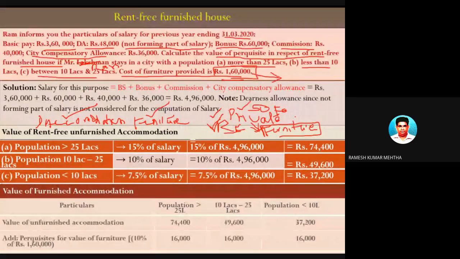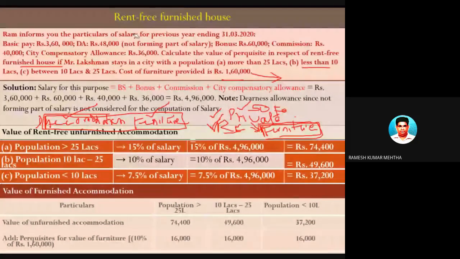So first and foremost, you have to find out the value of the perquisite in the form of accommodation. Number two, you have to find out the value of the furniture, and then we will find out the total value of the rent-free furnished accommodation. This is the problem which is given to you, so we will see how to calculate.